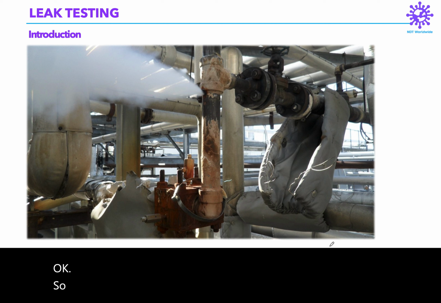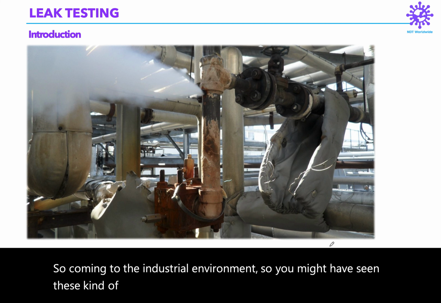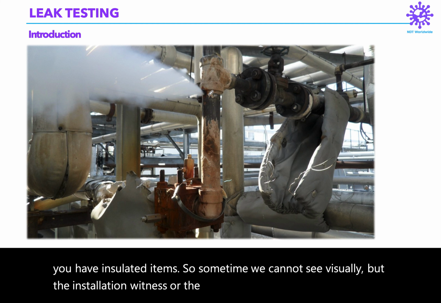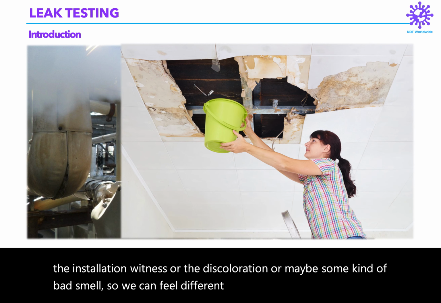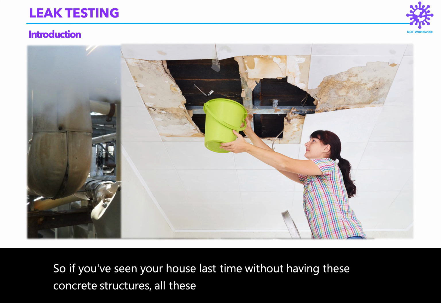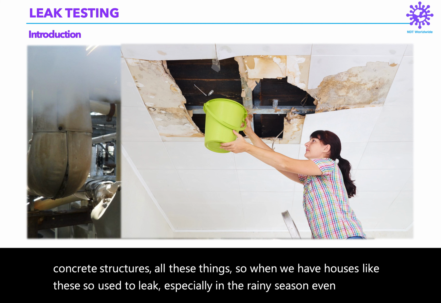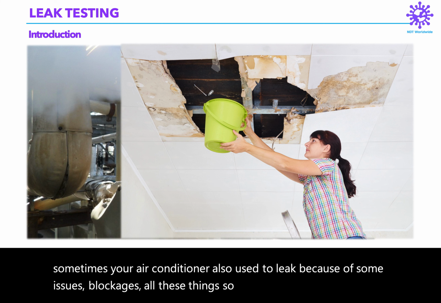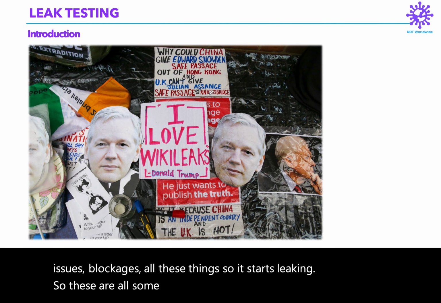Coming to the industrial environment, you might have seen these kinds of leakages, especially if you have insulated items. Sometimes we cannot see it visually, but there is insulation wetness, discoloration or maybe some kind of bad smell, so we can feel it differently. In your house, last time, without concrete structures, houses used to leak, especially in the rainy season. Even your air conditioner sometimes leaks because of blockages and other issues.